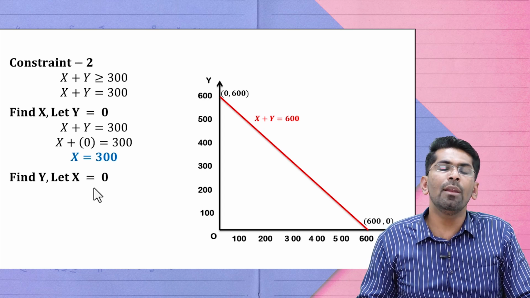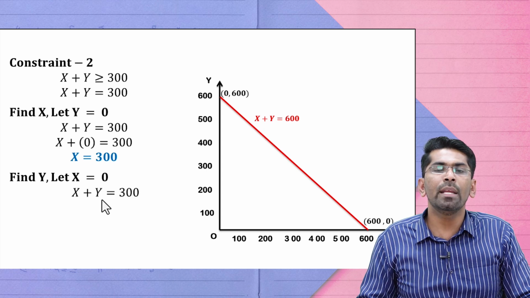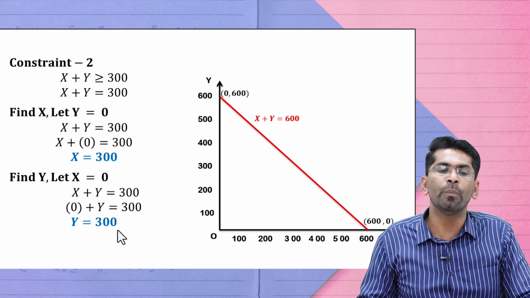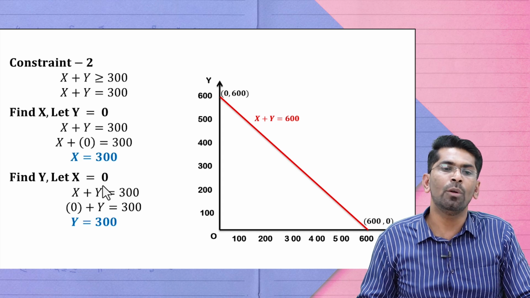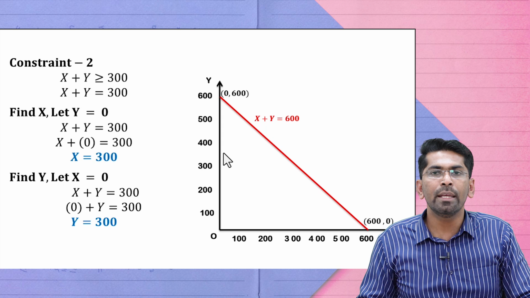Similarly, by assuming the value of x is equal to 0, what is the value of y here? The given equation is x plus y is equal to 300. So substituting x is equal to 0, y is equal to 300. So another coordinate point of the given constraint number 2 is y equal to 300 when x is equal to 0. So now I am going to plot these 2 coordinate points from constraint number 2 on the graph. One is here, when x is equal to 0, the value of y is equal to 300. When y is equal to 0, the value of x is equal to 300 here.